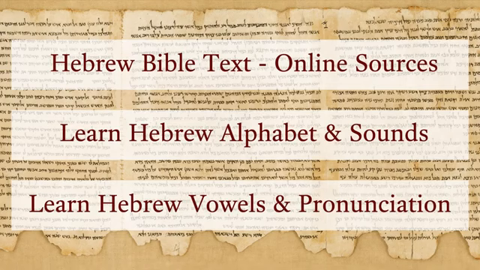There are 3 things you need to do, obviously, to begin to read the Hebrew text. First of all, you should get the Hebrew Bible text, and there are some online resources which I will suggest where you can read it from. Secondly, you should learn the Hebrew alphabet and how they sound. Thirdly, you should learn Hebrew vowels and their pronunciation. These 3 things are good enough to start with to read the Hebrew Bible.